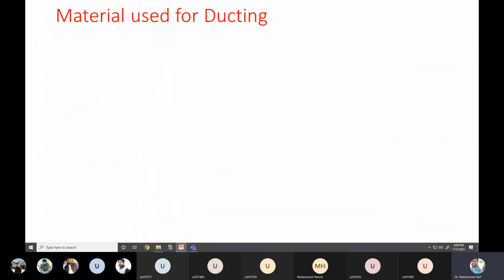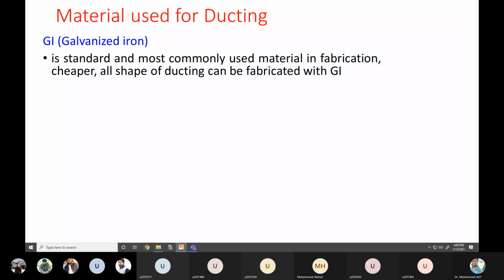And the next important aspect of the ducting is the material that is used for the ducting. Basically, the selection of the material depends upon several factors. One of the factors is the availability of the material, right? The cost of the material and the time required for the fabrication.